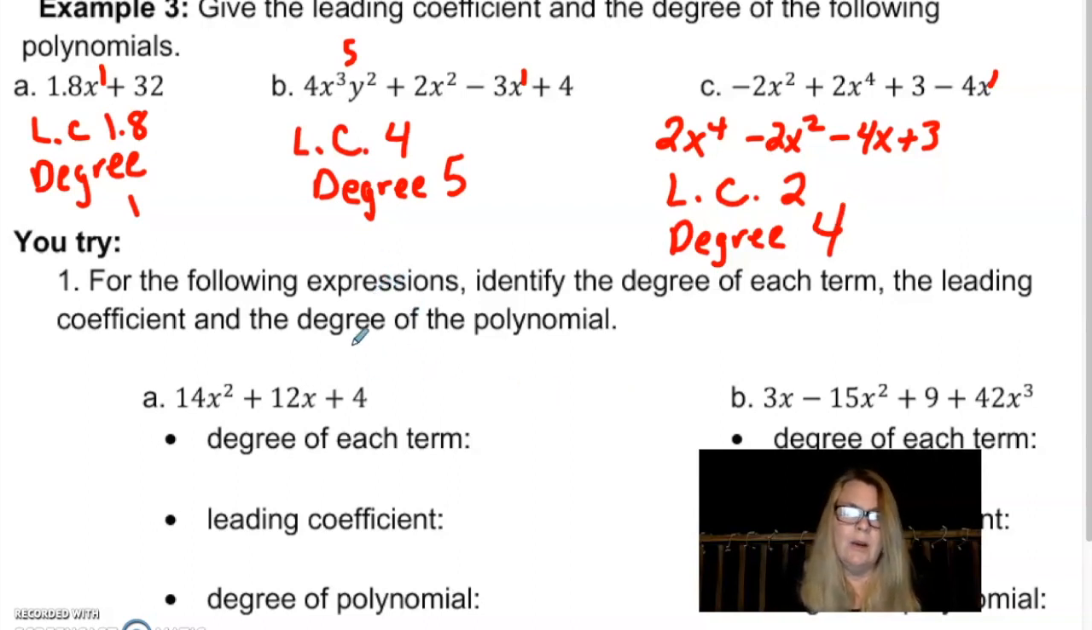Now you have a couple here for the U-tries. If you'll stop the video for a moment, do those U-tries, check your answers in the solution guide, and make sure you got those right. Ask any questions that you might need.